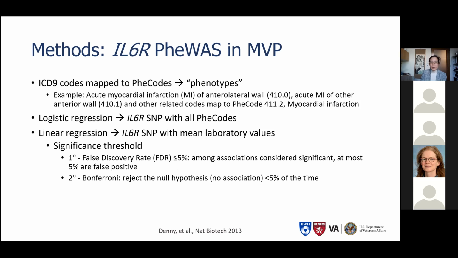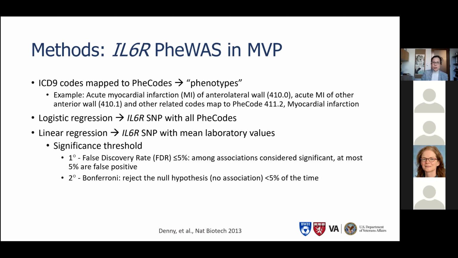So the ICD codes were mapped to Phe codes. And again, this is a standardized mapping that was established by the Vanderbilt group, and they continue to update it to ICD-10. I give you an example below of how you might pull acute myocardial infarction together into one Phe code, so you don't have to specify which wall it's on, because for a study like this, that's too much detail. Then we do a logistic regression, looking at the association between the variant and the Phe code, yes or no. There are about 1,800 Phe codes out there. For the laboratory values, we're taking the association between the SNP and the laboratory values in linear regression.